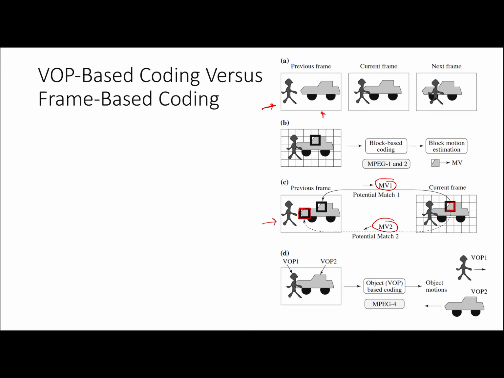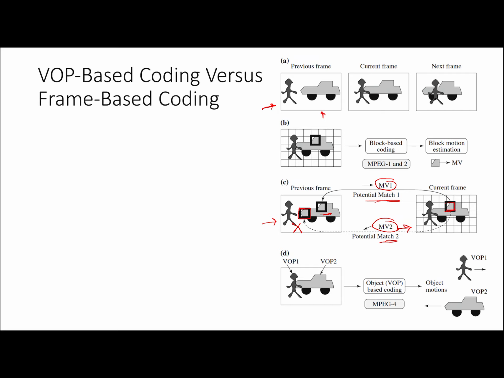Now, this part of the figure illustrates a possible example in which 2 potential matches yield the same prediction error. Suppose this is the current frame, this is the previous frame. This block also matches with this block in the previous frame, and this block in the previous frame also matches with this block in the current frame. So, I have 2 motion vectors and I will calculate the prediction error.